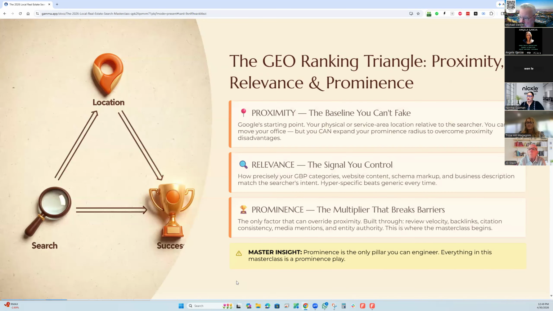So not SEO, GEO. And what we're talking about is proximity, relevance, and prominence, right? These are the three pillars that determine whether or not you're going to show up in a Google map search. Right? This is what's going to determine it. Isn't that what we want? Somebody says best real estate agents near me, and there's a map.